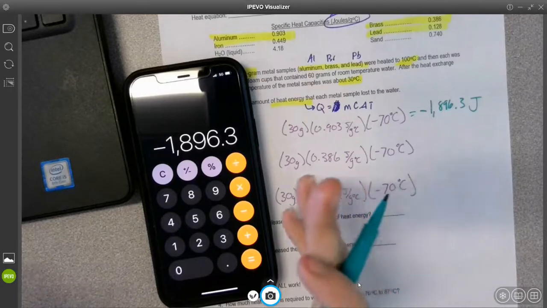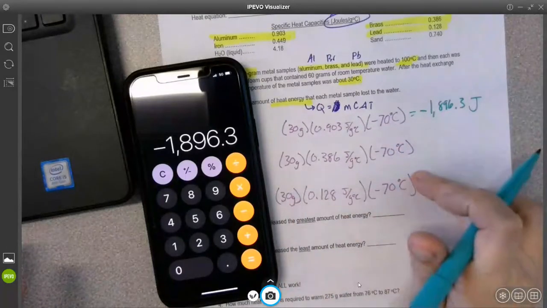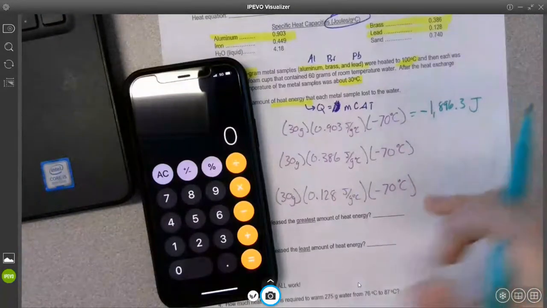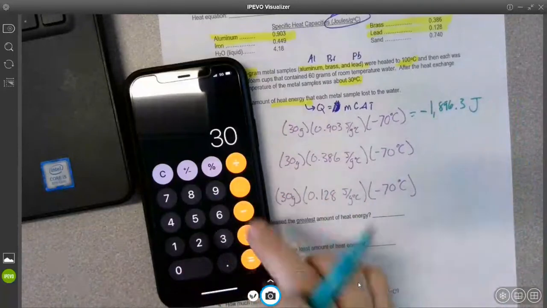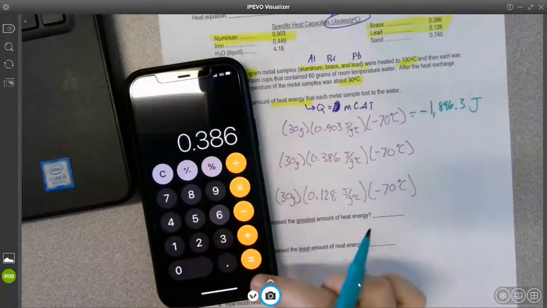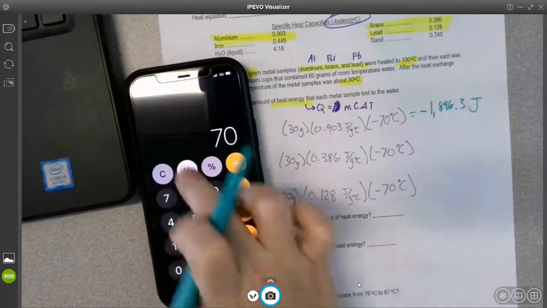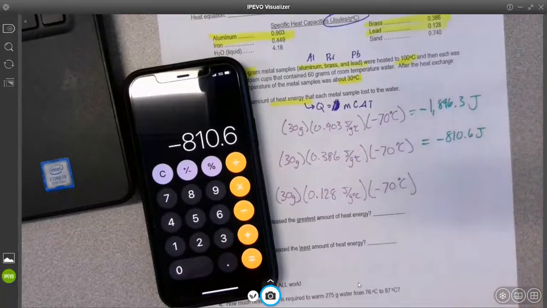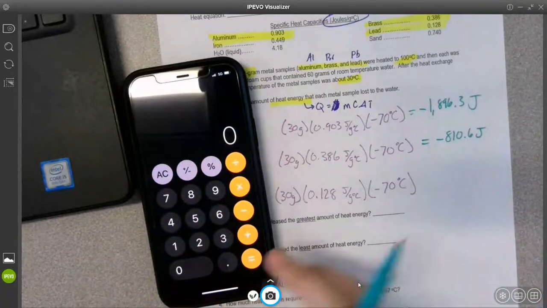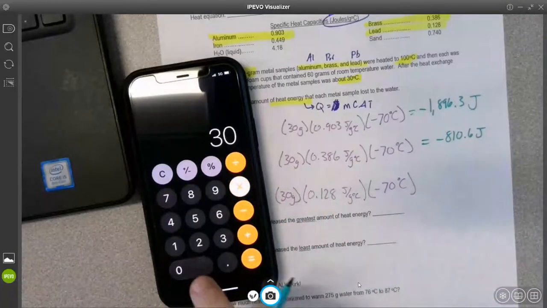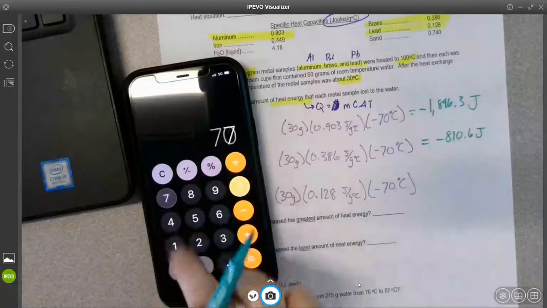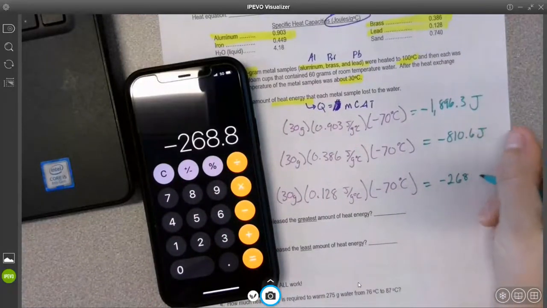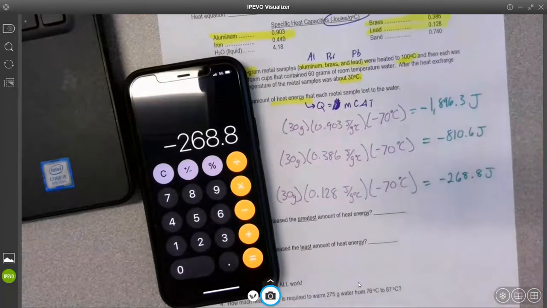So I'm going to pause here. Make sure you calculate our bottom two. All right, so you should have tried to calculate your bottom two. Let's calculate them out for you. Let's double check. We should have a negative 810.6. And then for our lead, we should have 30 times 0.18 times negative 268.8 joules.